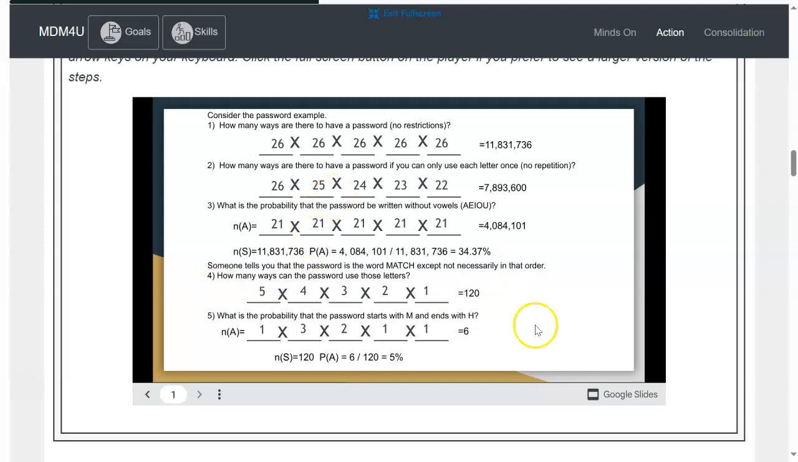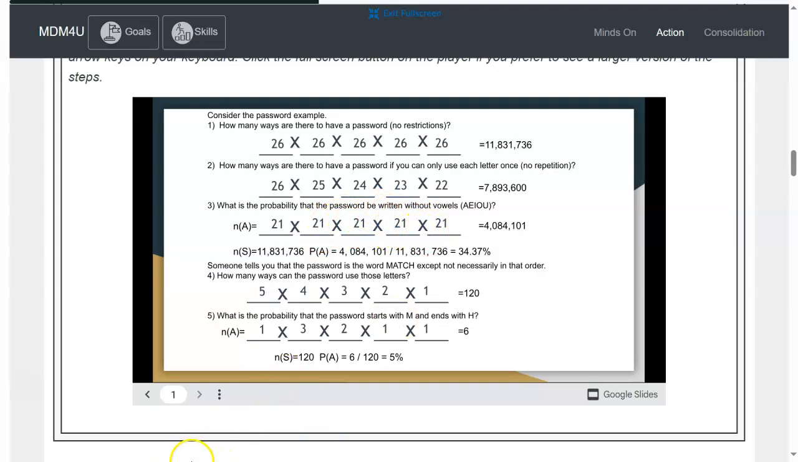Okay, so the number itself isn't as important as how you get it. What's the probability that the password will be written without vowels? If we're allowed repetition, you take the 5 vowels out, and then you have 21 options for this letter slot, 21 options, 21, 21, 21.